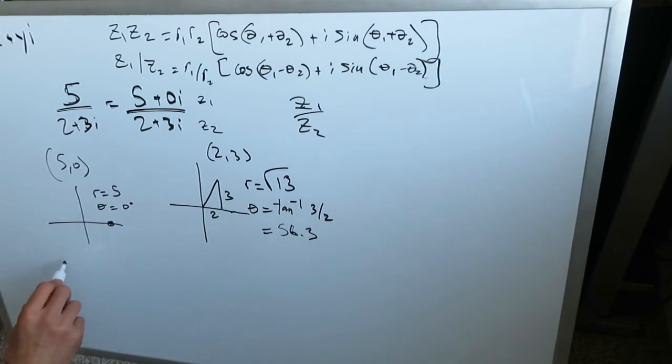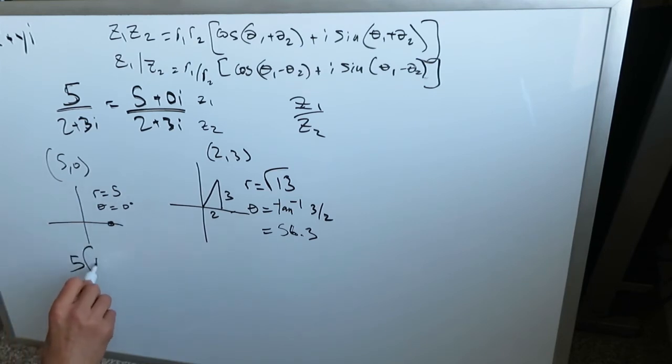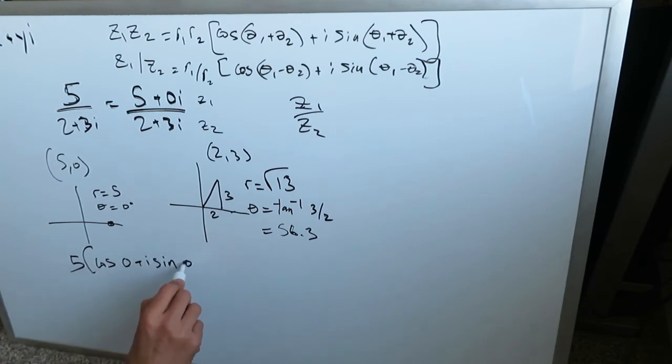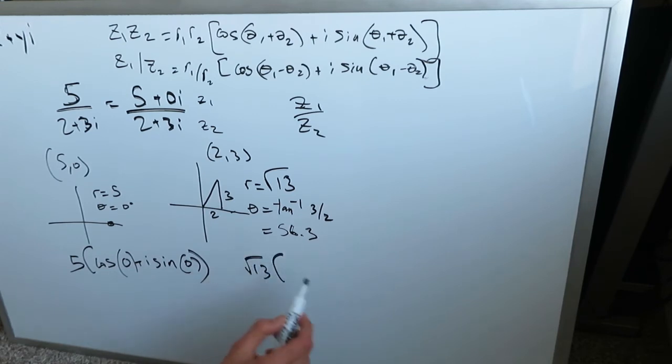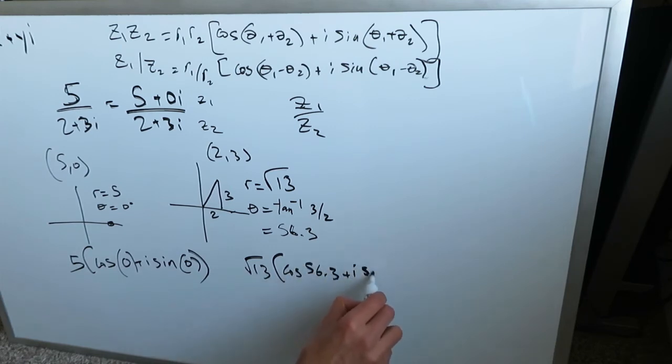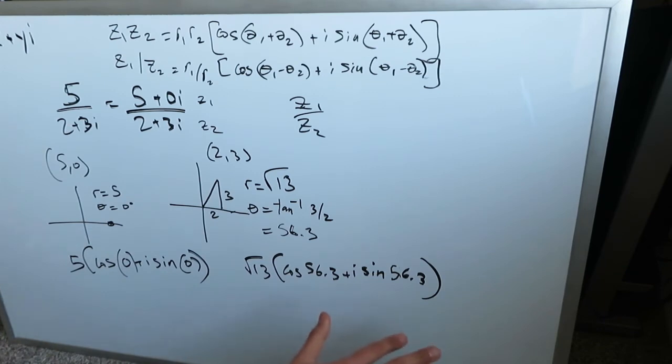Write these in their polar forms. The first one, the formula for that is r, which happens to be 5, times cosine of the angle, which is 0, plus i sine of the angle, which is 0. We can use extra parentheses if you want to make things more delineated. Look at this one over here. What's my r? The polar form will be root 13, which is the r value, times cosine 56.3 plus i sine 56.3. Here are my two polar forms.